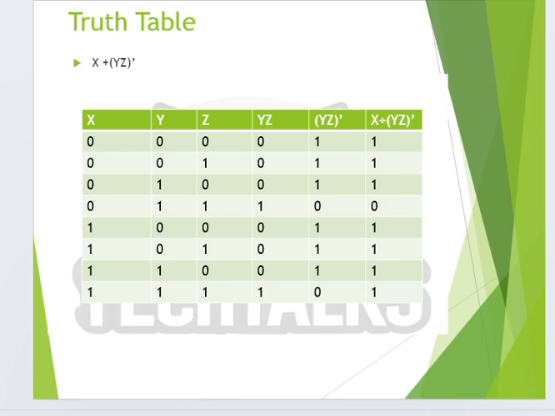Now let's see an example of how we make a truth table. In this case, the expression given here involves x, y and z.